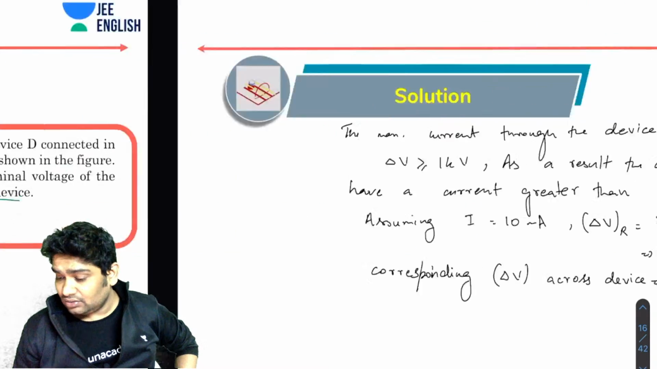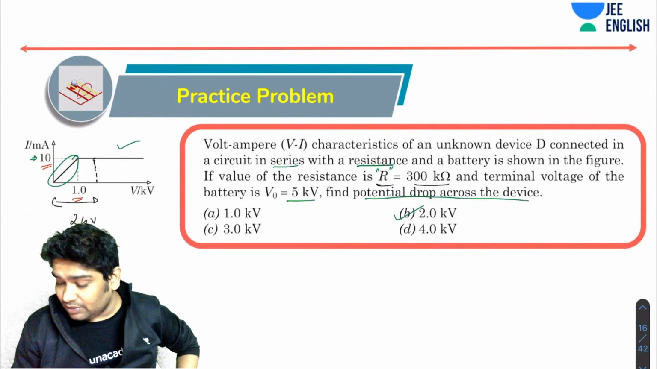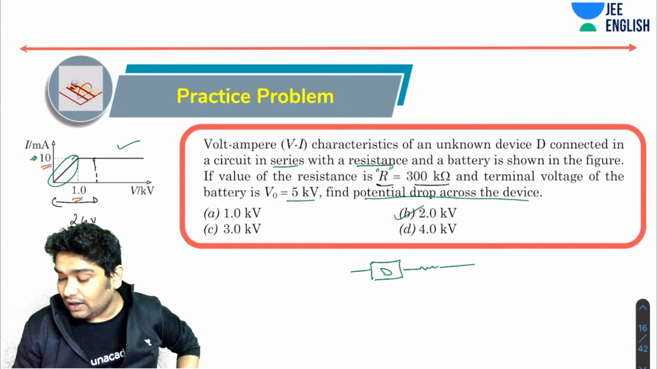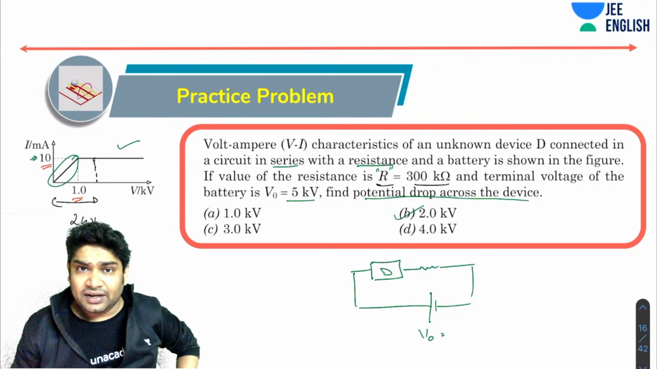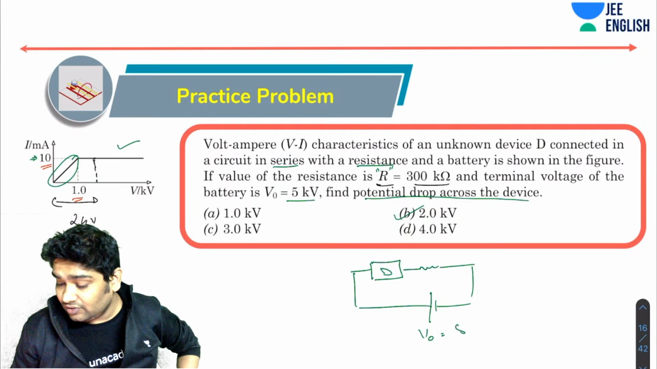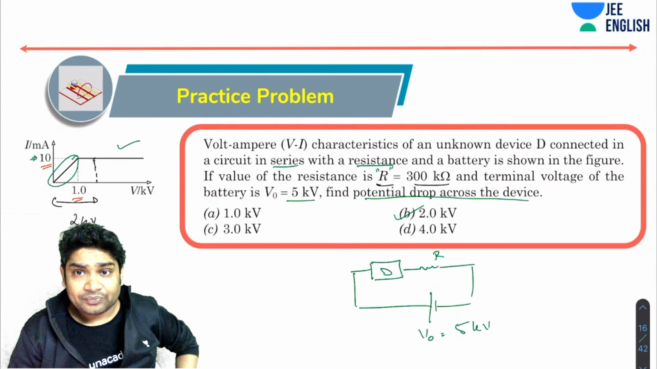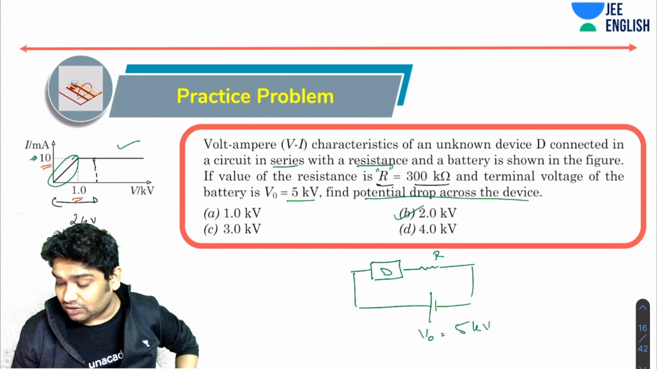Okay, so the circuit diagram is something like this. You have a device and you have R, and then you have this battery. For this battery, your terminal voltage has been given. I don't need to consider the internal resistance. For the given situation, I know my terminal voltage, so I can treat this as an ideal battery of 5 volts, right? 5 kilovolts.